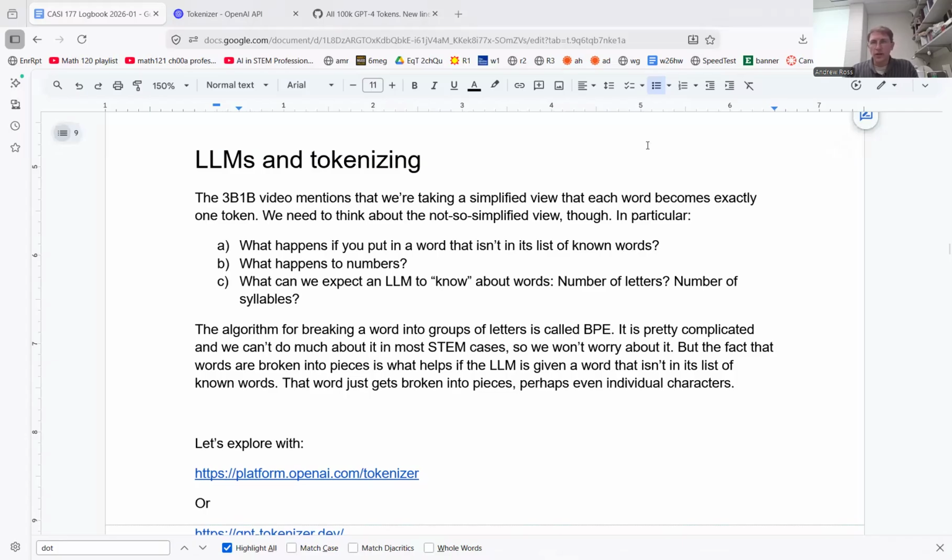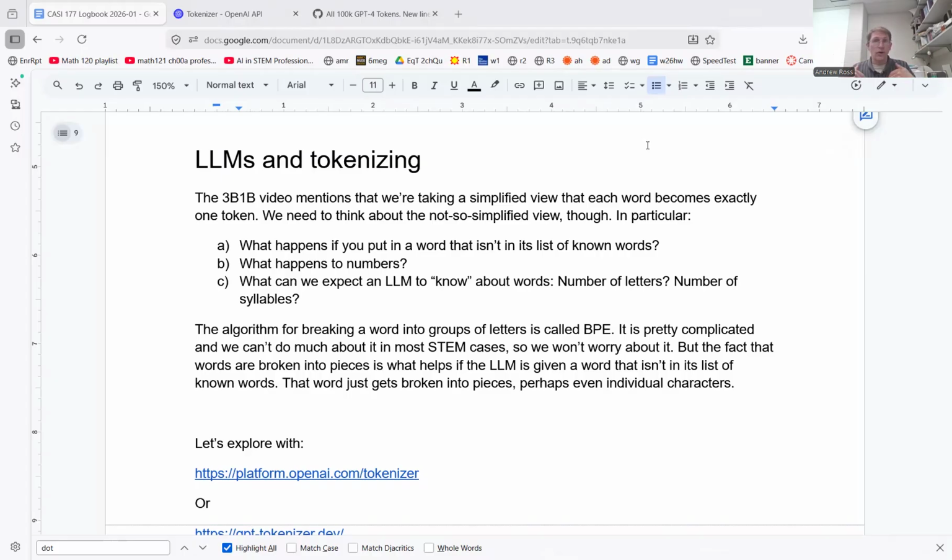Let's talk about large language models and tokenizing, which is a way they process text. The 3Blue1Brown video mentions that it's taking a simplified view that each word becomes exactly one token, or one vector of numbers. But it's good for us to think about a not so simplified view, though.